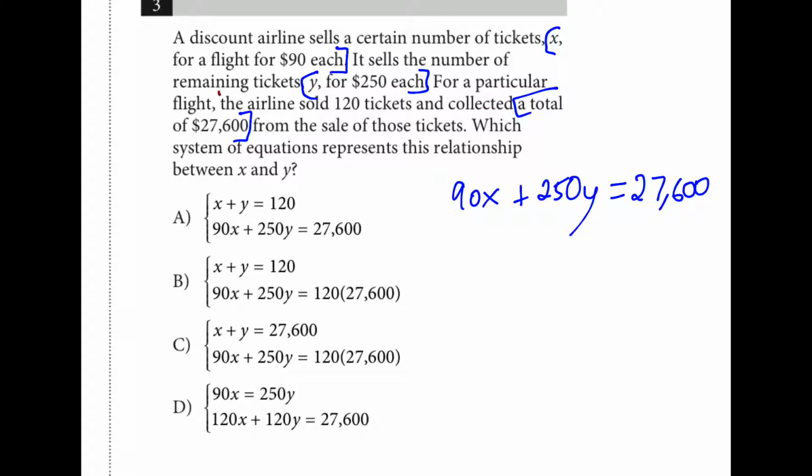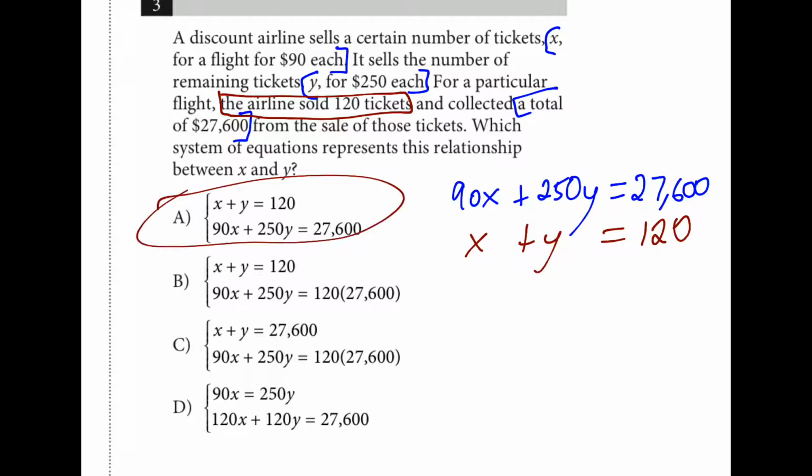For my other equation, I know that the airline sold 120 tickets. I don't know how many of each type, but I know that if you added together the total tickets, I would get 120. And then we look and see, well, that shows up right there.